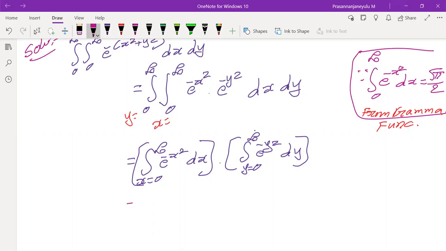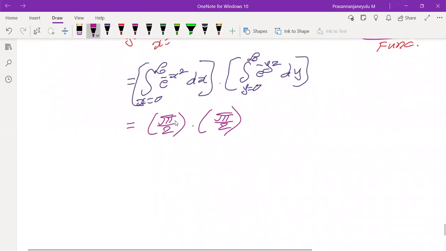So now what can we write here? What is the first integration value? Integral 0 to infinity e power minus x square dx, the value is root pi by 2. Into what about the second factor value? It is also root pi by 2. Why? The formula contains x in the rough work, but here, in place of x, if you take y also, we'll get the same. So root pi by 2 into root pi by 2. Root pi into root pi is pi, divided by 2 into 2 is 4. This is our answer.